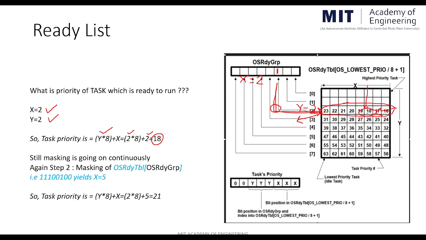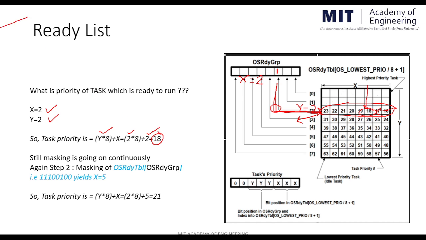This table is having values only 0 and 1. 0 indicates task is not ready to run. 1 indicates task is ready to run. Hence the scheduler has to follow this algorithm to calculate the priority of the task. Then once the value 18 is accepted by the scheduler, what will happen?